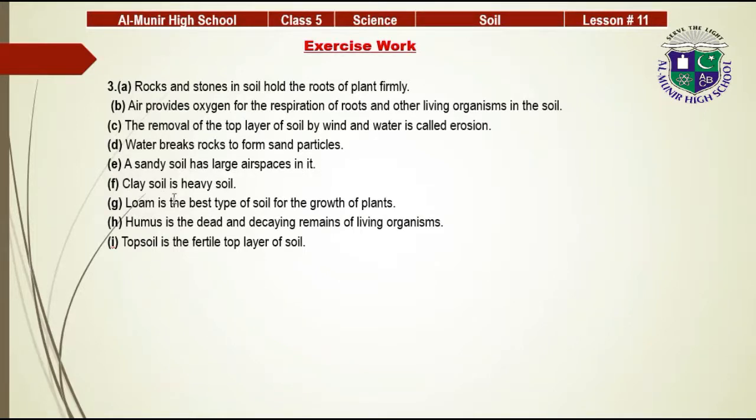Part F, clay soil is heavy soil. Part G, loam is the best type of soil for the growth of plants. Humus is the dead and decaying remains of living organisms. Topsoil is the fertile top layer of soil.